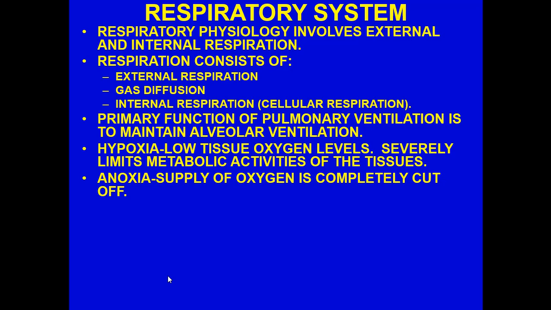Now, we have to come up with several terms here. Hypoxia. This is low tissue oxygen levels. This severely limits the metabolic activities of the tissues. Okay. Anoxia is when the supply of oxygen is completely cut off.